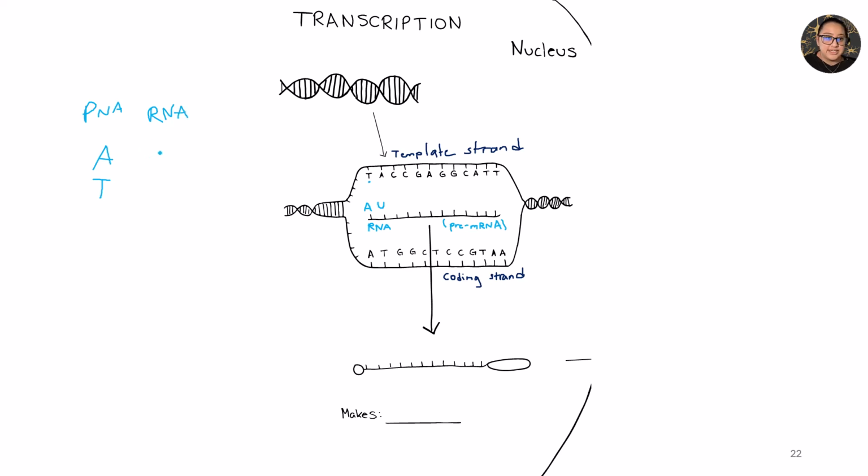So A would be with a U in RNA. T is always going to be an A. G is always going to bind with C, and then C is always going to bind with G. So that's the main difference, is that in RNA, it's going to be a U instead of a T.